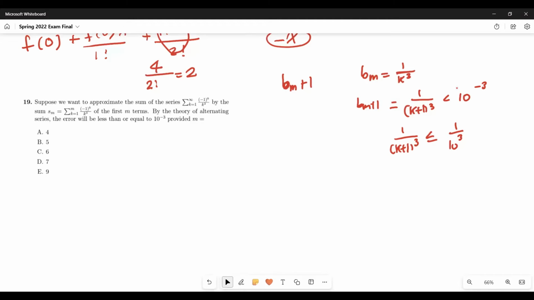Since they both have cubes, you can get rid of the cube root. So this just becomes 1 over (k+1) is less than or equal to 1 over 10. Cross multiplying, k+1 is greater than or equal to 10. So k is greater than or equal to 9, which is why the answer for this question is E.